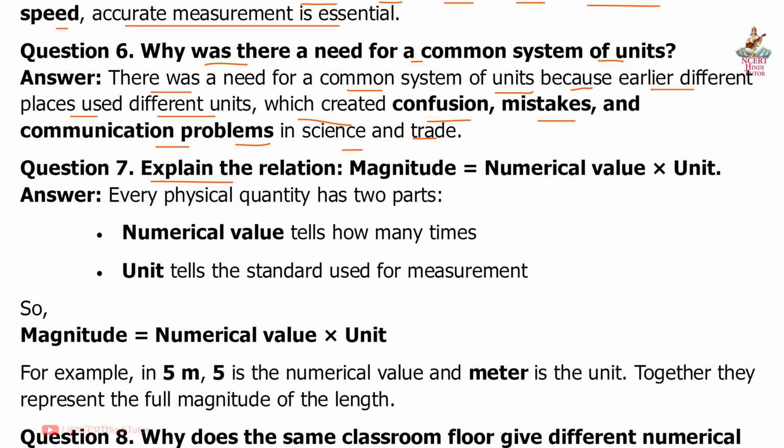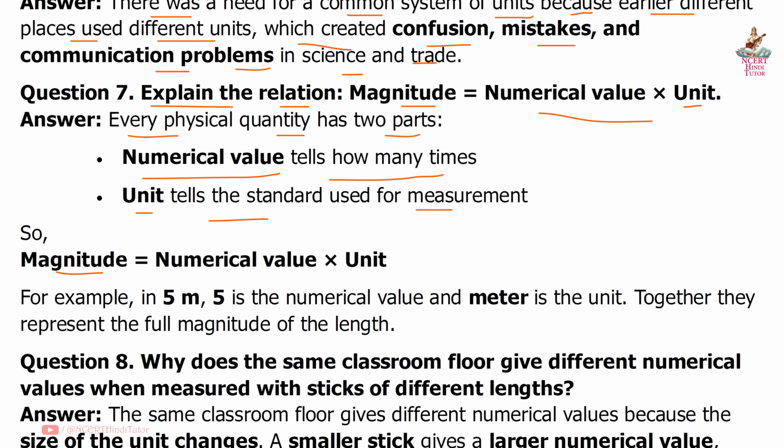Question 7. Explain the relation magnitude is equals to numerical value multiplied by unit. Answer Every physical quantity has two parts. Numerical value tells how many times, unit tells the standard used for measurement. So magnitude is equals to numerical value multiplied by unit. For example, in 5 meter, 5 is the numerical value, and meter is the unit. Together they represent the full magnitude of the length.